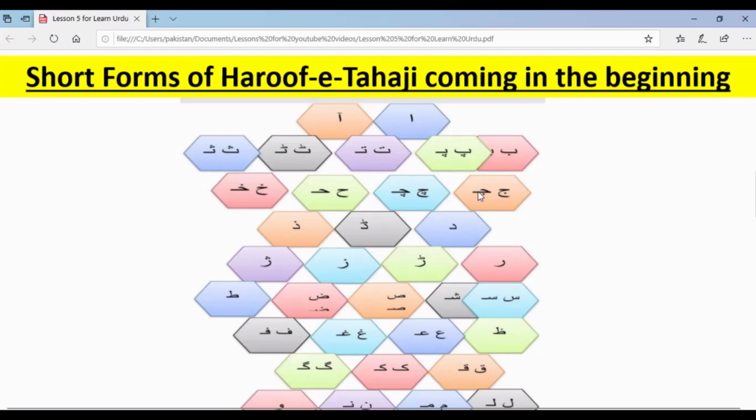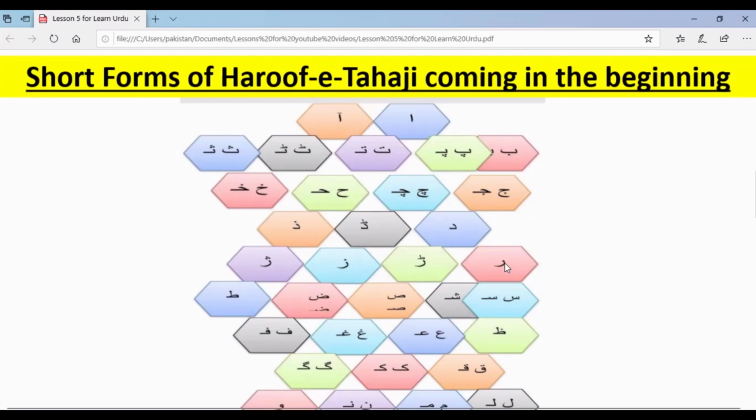When we will join Haruf Tahajji and we will make words, then these short forms will be used. And Che, this letter is Che, and its short form is like this in the beginning of the word, when Che will come in the beginning. And this is He. He, its short form is like this. And Khe, its short form is like this.